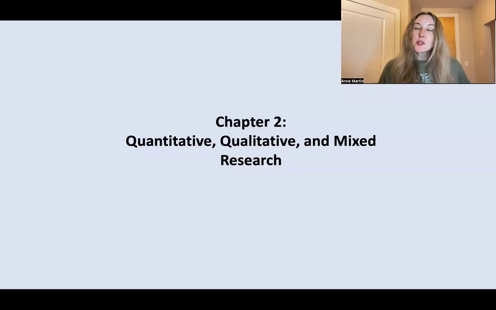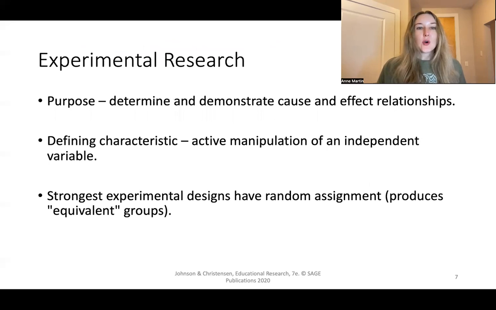Okay, so chapter 2, we got an overview of quantitative, qualitative, and mixed research design. I think it will be helpful to go back and take a look at this chapter now, after we did the chapter on experimental and quasi-experimental design. The main thing you need to know about experimental research is that it can help find evidence or determine and demonstrate cause and effect relationships because it is so controlled.